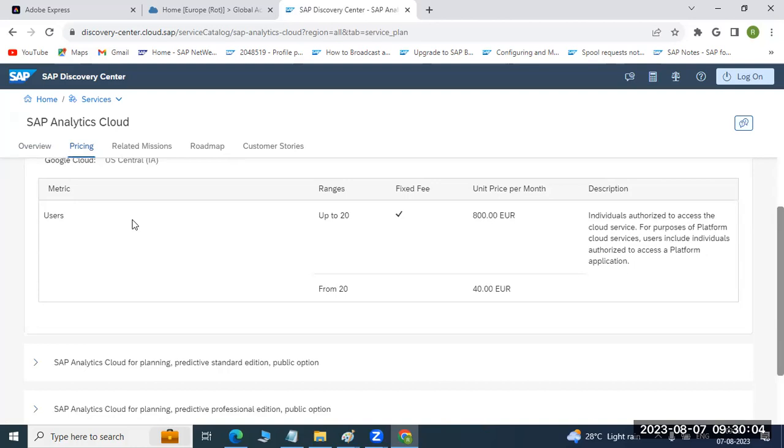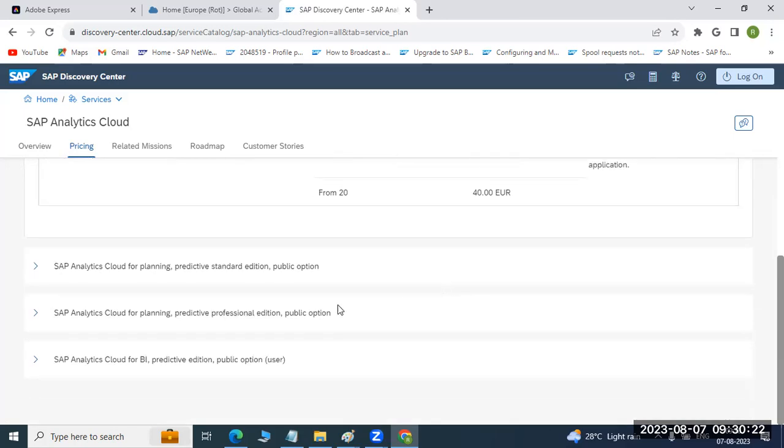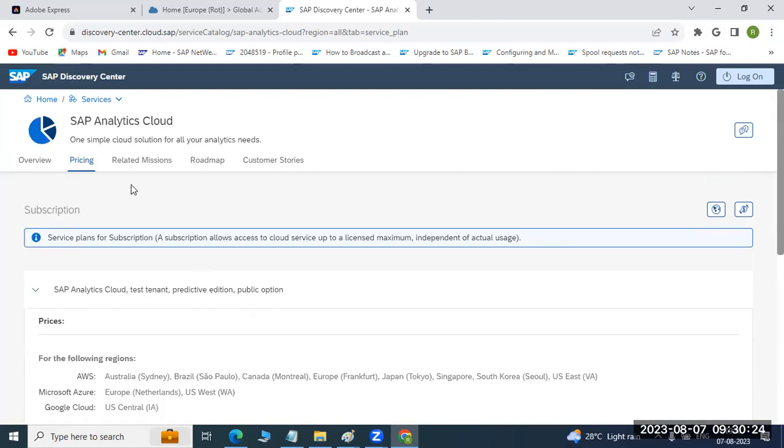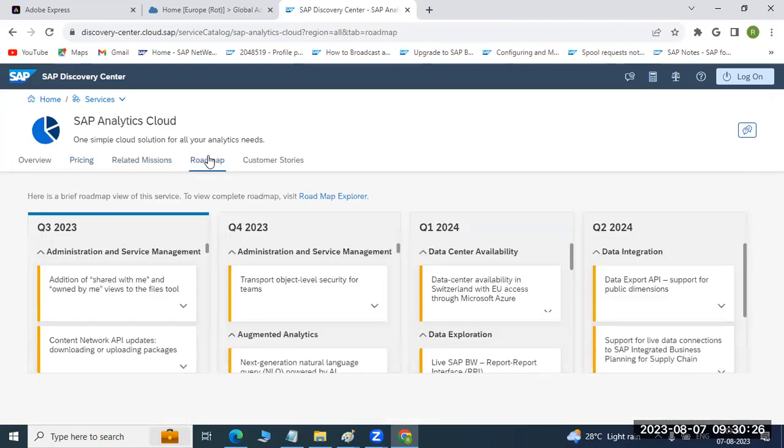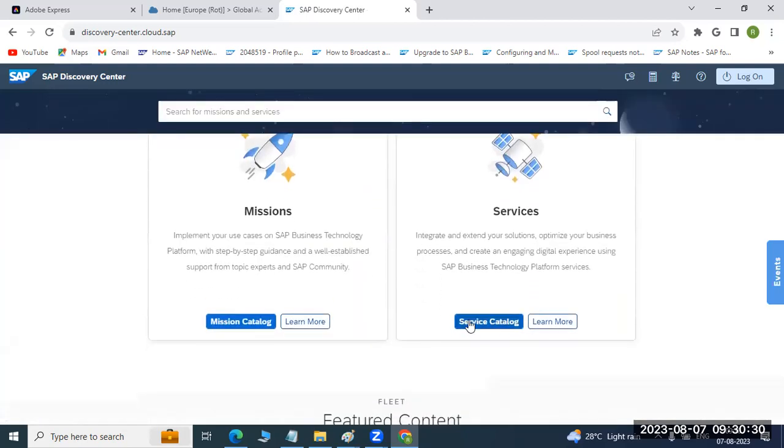You can see here, for a user range up to 20, you have a fixed price. After 20 is over, you have to pay 40 euros per month. So like that, not only this related service, you can also see a number of other services.